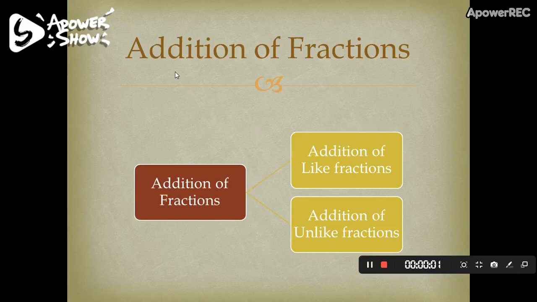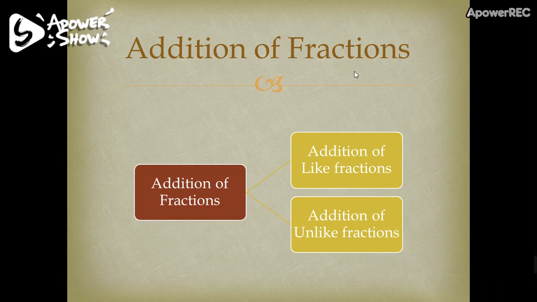In this session, we are going to learn how to add fractions. When we talk of fractions, we have to deal with two types of fractions. One of them is like fractions and the other is unlike fractions. Like fractions means the fractions having the same denominator, and unlike fractions are those fractions which have different denominators. So in this session, we are going to learn how to add like fractions and unlike fractions.